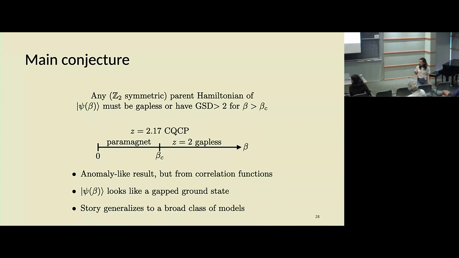So you say that beta going to beta c is a line of fixed points, or it's controlled by one fixed point? Yeah, so for this particular model, it seems like a fine-tuned line, in the sense that just adding a ZZ kind of field will immediately take you to a gapped phase.